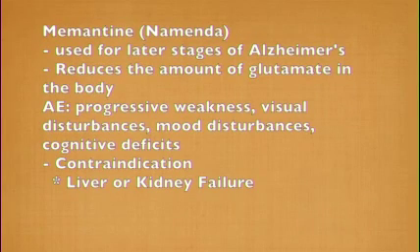When donepezil or Aricept is no longer effective for patients, there is another drug that can be used. It's called memantine or Namenda, and it's approved for the later stages of Alzheimer's. It reduces abnormally high levels of glutamate in the body. Some adverse effects that you might see are progressive weakness, visual disturbances, mood alterations, and cognitive deficits. You should use caution in patients with hepatic or renal failure because it can be toxic to those organs.